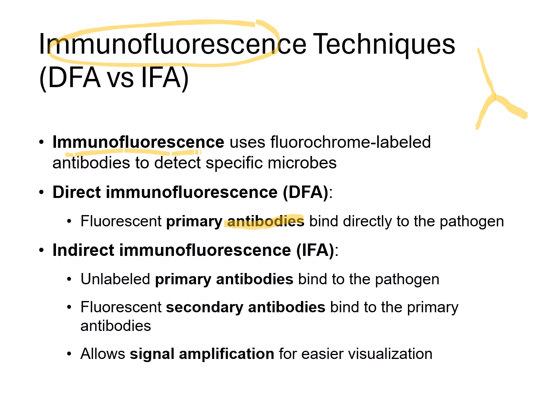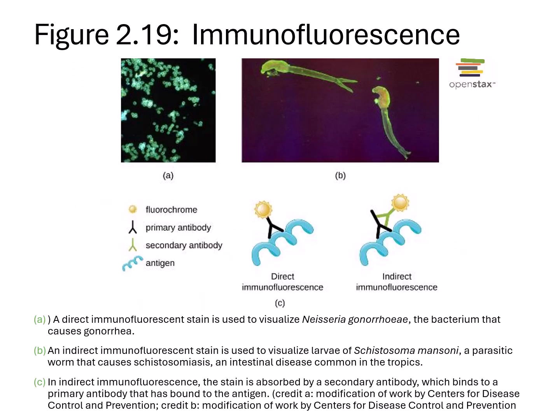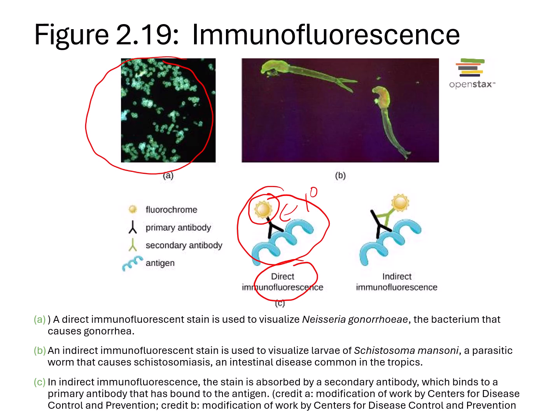There are two types. We have direct immunofluorescence, in which the chromophore is attached to the primary antibody, or we have indirect immunofluorescence, in which there's a secondary antibody that's labeled, and that's going to bind to the unlabeled primary antibody. Here's another look at direct immunofluorescence. Here is the primary antibody, and we can see it's directly labeled with a fluorochrome. So anything that the primary antibody binds to will show up as a brightly lit, colored structure.